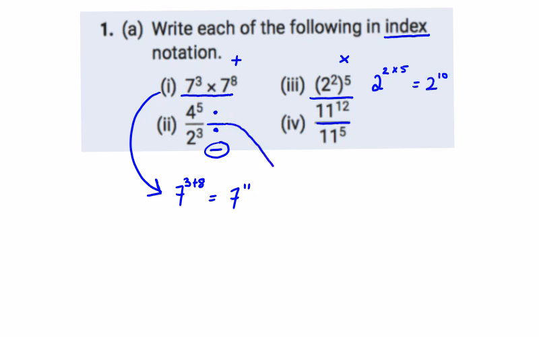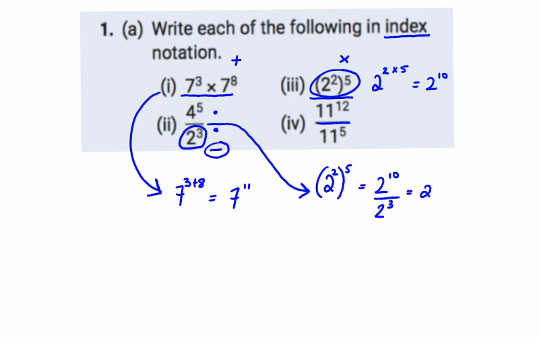This division one, 4 to the power of 5 over 2 to the power of 3. We need to simplify 4 to the power of 5 first. 4 is 2 to the power of 2. So 4 to the power of 5 becomes 2 to the power of 2 to the power of 5, which is the same as this one here, which is 2 to the power of 10. And we're dividing that by 2 to the power of 3. So that leads to takeaway, 2 to the power of 7, or 2 to the power of 10 minus 3 if you want to stick that in.